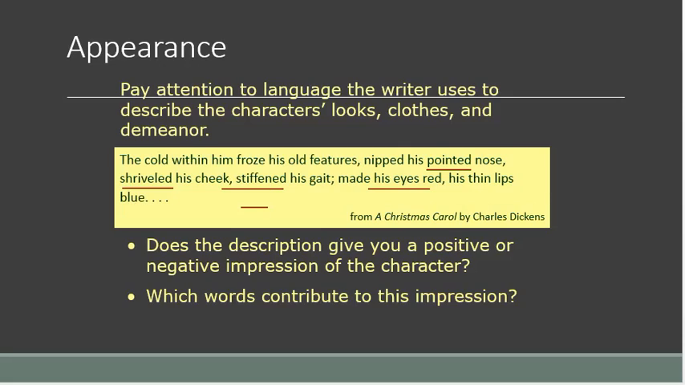For example, "The cold within him froze his old features, nipped his pointed nose, shriveled his cheeks, stiffened his gait, made his eyes red, his thin lips blue." Does this physical description of this character give you a positive or negative impression of him? His appearance here: he had a pointed nose, shriveled cheeks, his gait was stiffened, and his eyes were red. All of those things are pretty negative characteristics. So which words contribute to this impression? Think through the words an author uses. They're purposeful.